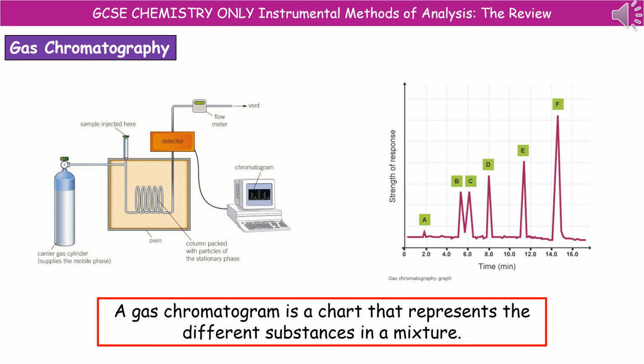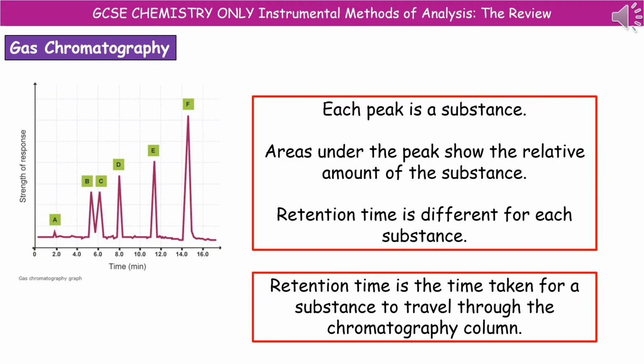Hopefully we remember the process of gas chromatography from our earlier chemistry topic in C2. So remember, we inject the sample, it turns into a gas, and the carrier gas pushes it through the coil and then is detected by the detector as it comes out, creating our chromatogram on the right. And remember, the gas chromatogram is a chart that represents the different substances in a mixture, and the height of the peak tells us the strength of the response.